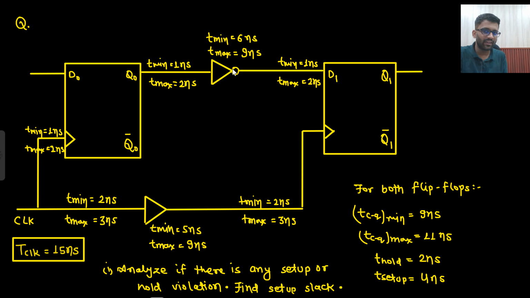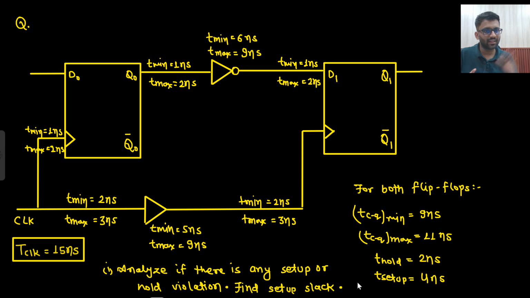Look, this wire is also having a delay. This inverter is also having a delay. This wire, this buffer, and this wire again are having some delay. This is certainly having some clock to Q delay, minimum and maximum. Hold and setup time are there. And this is the T clock. The applied T clock is 15 nanosecond. Now they are asking whether there is any setup or hold violation, and to find the setup slack.